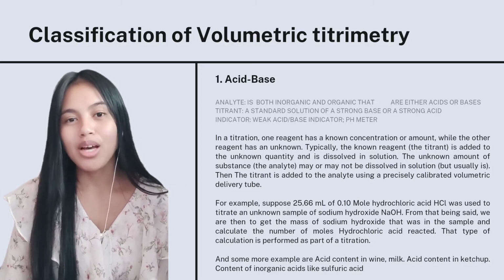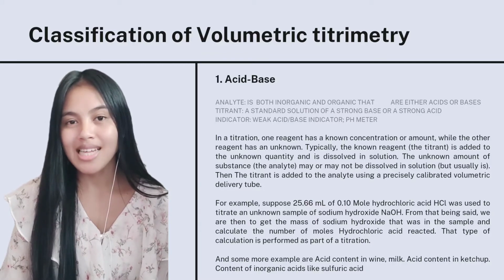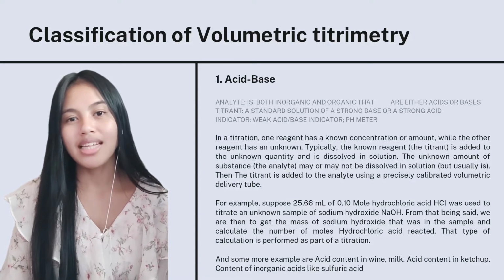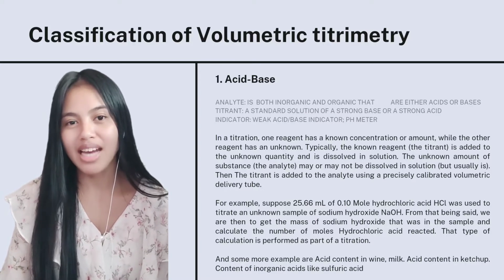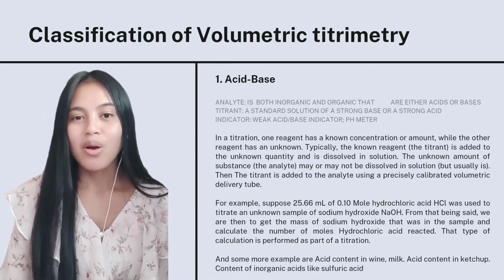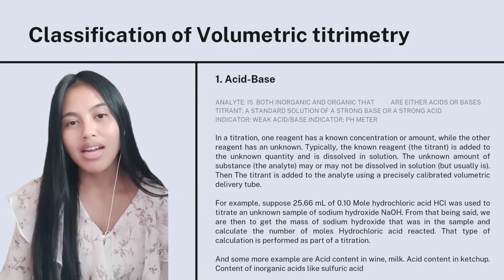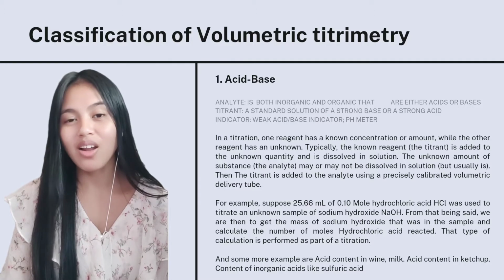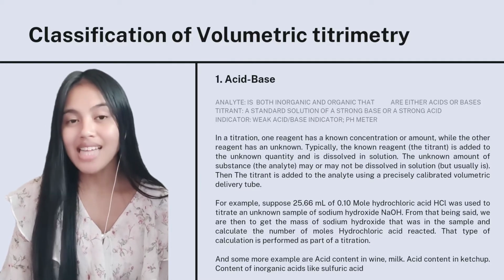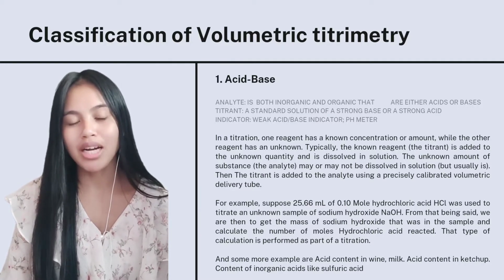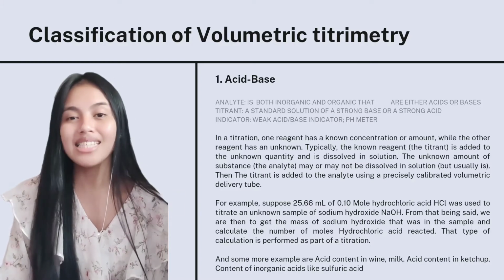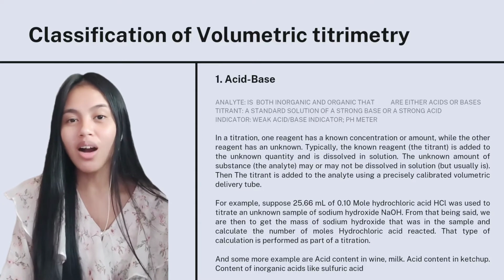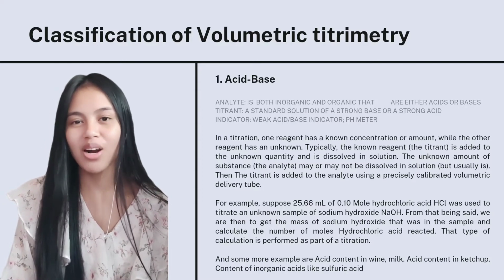For example, suppose 25.66 mL of 0.10 molar hydrochloric acid was used to titrate an unknown sample of sodium hydroxide. From that, we are then to get the mass of sodium hydroxide that was in the sample and calculate the number of moles of hydrochloric acid reacted. That type of calculation is performed as part of a titration. Some more examples are acid content in wine, milk, and ketchup, and content of inorganic acid like sulfuric acid.